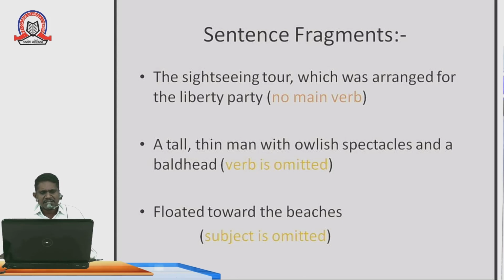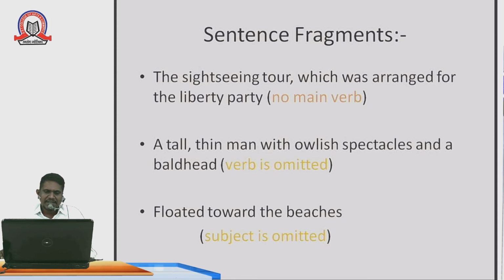Now the third example I am giving here: floated toward the beaches. Again see, the subject is omitted. How is the subject omitted? Floated towards the beach. Float is the present tense. Floated becomes the past tense. Toward is a preposition. The beaches is a noun. The is the article here. Beaches is the name of a place. But here the subject is omitted, so you have to give the subject here.